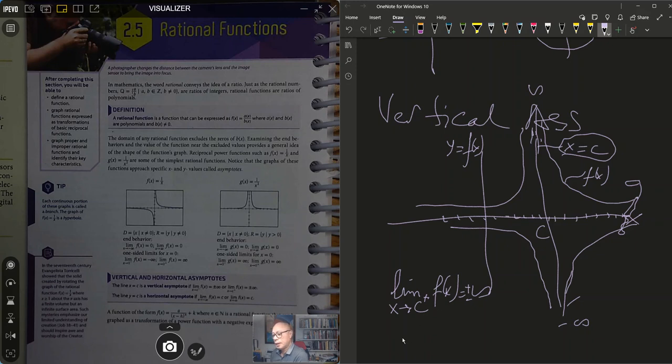Or x going to c from the left could also be positive or negative infinity, because from the left it could be going up or going down. That's the definition of a vertical asymptote.